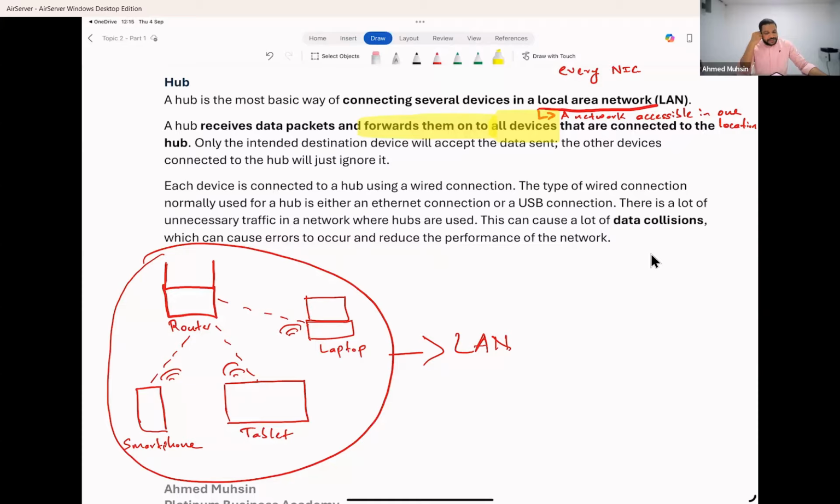There is a lot of unnecessary traffic in a network where hubs are used. You know why unnecessary traffic, no? Because the hub is forwarding data packets to all connected devices. Are all the devices taking these data packets? No. Some of them are saying, no, we don't want it. So there are some unnecessary data packets hanging around there, which can cause traffic. Okay? So this can cause a lot of data collisions. So everybody, boys, girls, where do you think we would use a hub?